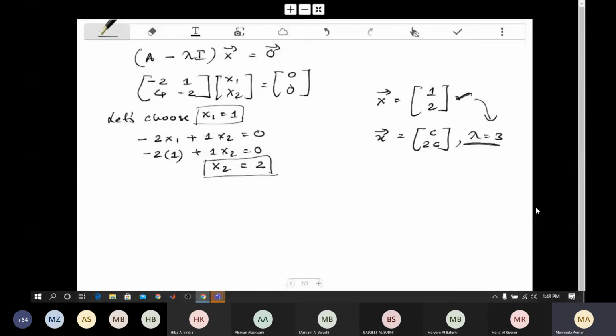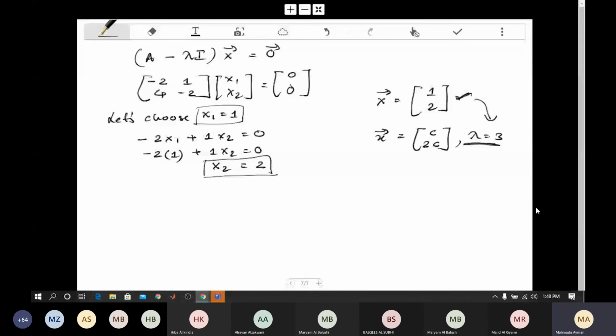Can we take any number for x1? Usually it's good to take 1, but if you want you can take some other numbers, yeah, no problem. But again, if you take out the scalar multiple, you will come back to 1.